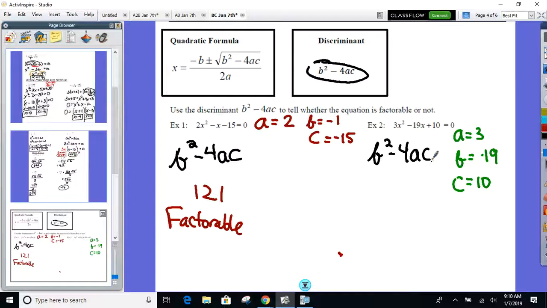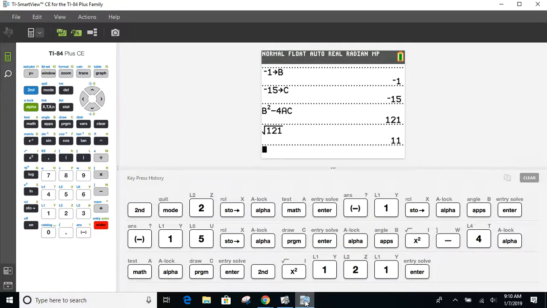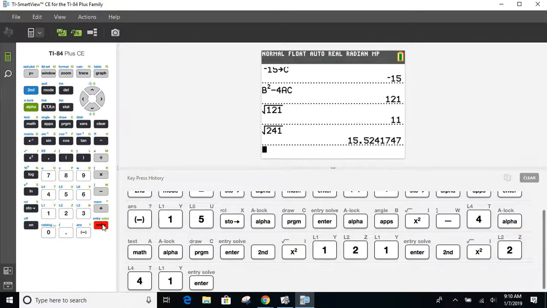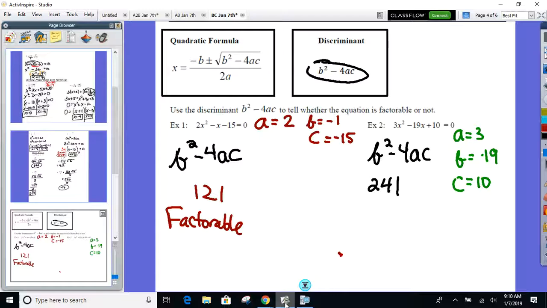Can we get a common number right now underneath the radical? 241. I have no idea if that's a perfect square or not, but I can certainly just quickly go to the calculator and say, hey, what is the square root of 241? And I figure out real quickly that it's not a perfect square. So even if I wanted to, you could not factor that trinomial.